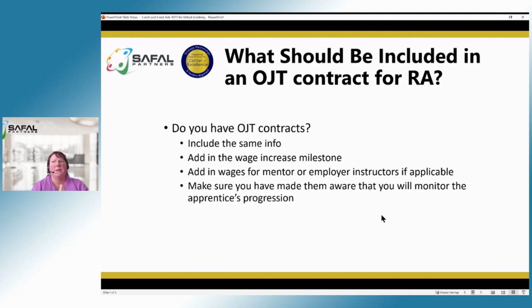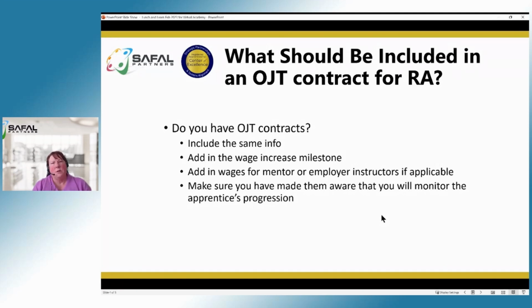And we've had a question about, does this look different if it's for a youth or an adult? No. You're sending, let's say, a 19-year-old into a registered apprenticeship program for a healthcare occupation. And you're sending a 32-year-old into that same registered apprenticeship, same employer, same occupation. There's nothing different. They're both eligible under WIOA. You're still able to do these same kinds of contracts.